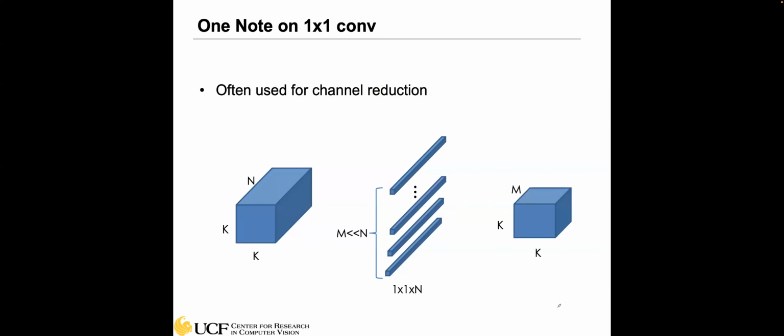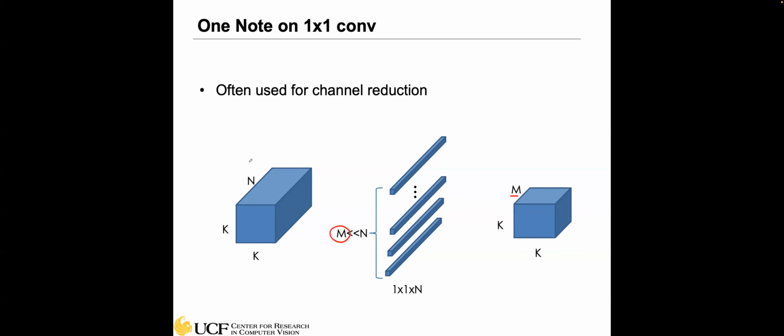Okay, one more note I also want to mention is the one-by-one convolution. It is also commonly used for channel reduction. If you have a feature map with a channel dimension of n and you want to reduce the number of channel dimensions, you can apply one-by-one by n convolutions, and you can specify a much smaller number. Maybe I just want to use m of them, where m is a much smaller number than n, so you end up with a k by k by m feature map.